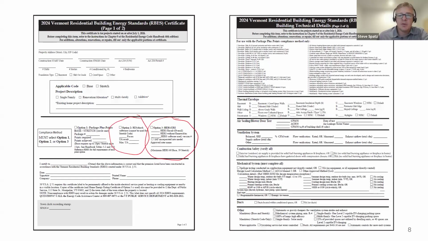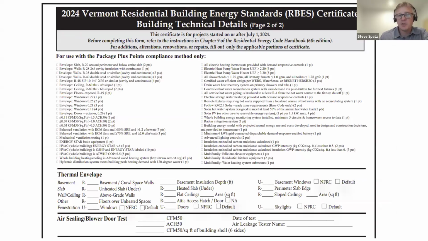So no matter which pathway you choose to comply with the code, this second page of the code certificate will need to be completed. All of this very fine print at the top of the code certificate is specific to prescriptive compliance. So the only time you'd be using any of these checkboxes at that first stage of this second page of the code certificate would be if you've chosen prescriptive compliance over REScheck or HERS rating. No matter, this next section of thermal envelope needs to be completed as built.